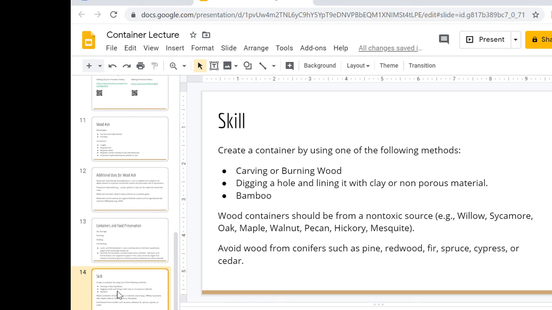But avoid conifers such as pine, redwood, fir, spruce, cypress, cedars. All of those have resinous saps, especially pine. You don't want to get any turpene, which is what turpentine's made from, out of the pine. So you wouldn't want to use any of those as your containers. And that is it for the video.